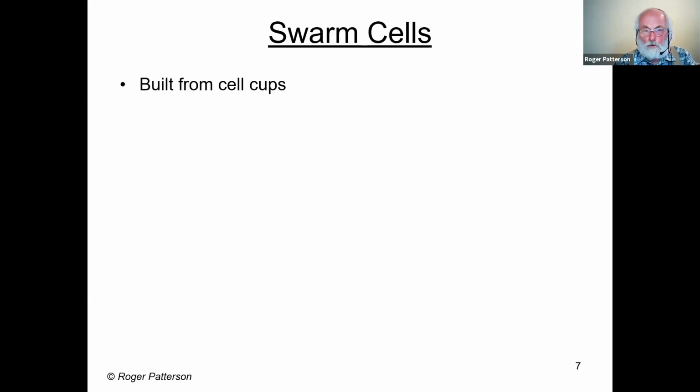They are built from cell cups straight away. I tend to stick to the term cell cup. I know some people call them play cups, but I don't think the bees are playing at all. I think they know exactly what they're doing. The number is usually more than four. I think I can only ever remember seeing four in a colony, or a handful of times in 57 years of beekeeping.